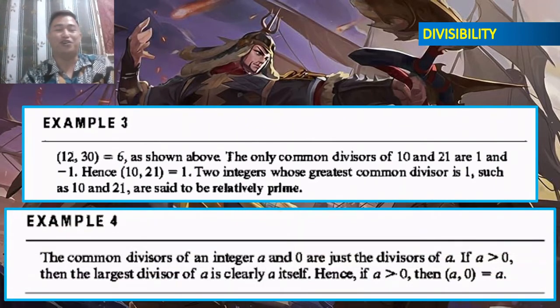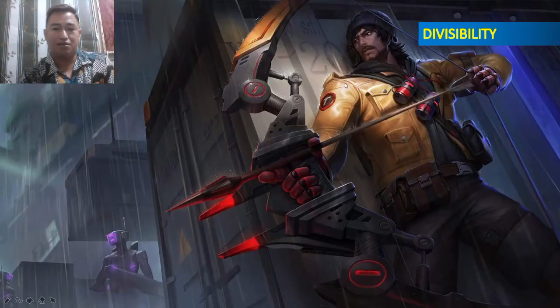Okay, example number 4. The common divisors of an integer a and 0 are just divisors of a. Ang common divisor daw class ni integer a and 0 are just the divisors of a.